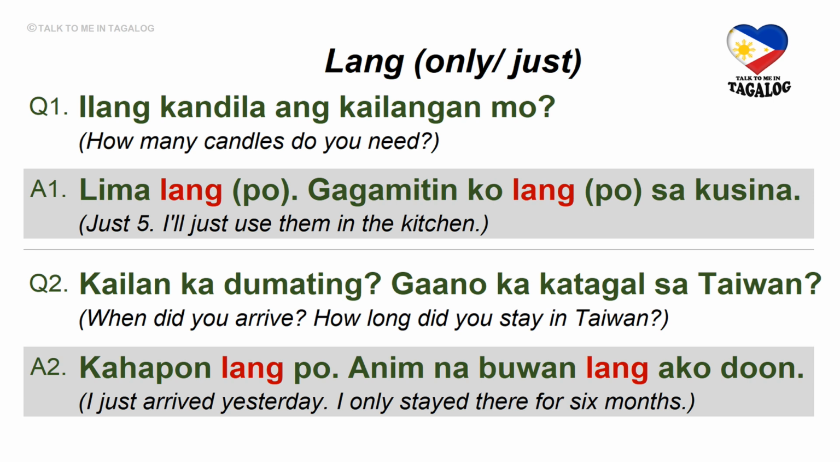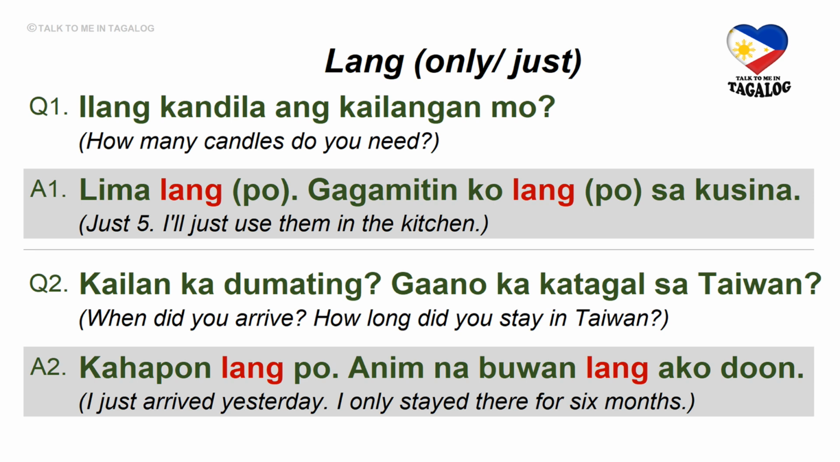Question 2. Kailan ka dumating? Gaano ka katagal sa Taiwan? Kailan is when, dumating is arrived. Gaano is how much, or in this case, how long. Katagal is the duration or the amount of time spent. Kailan ka dumating? Gaano ka katagal sa Taiwan? When did you arrive? How long did you stay in Taiwan?